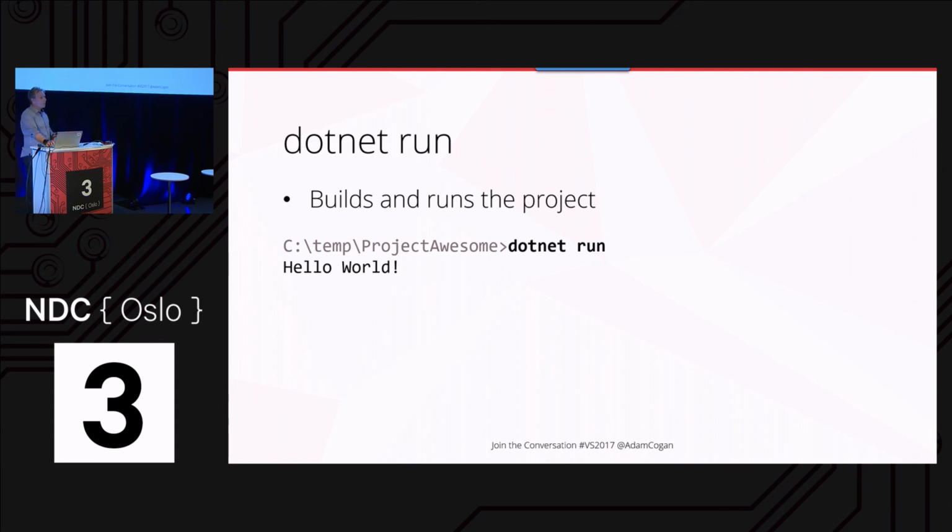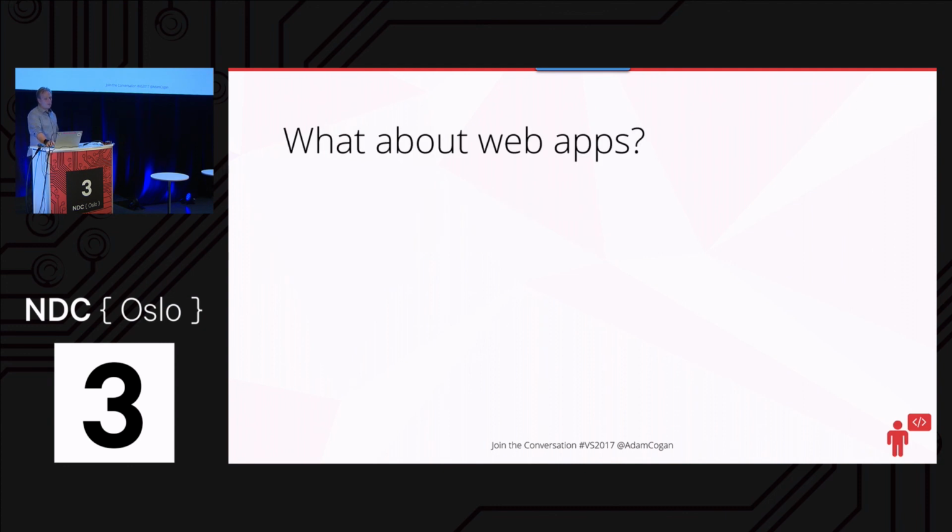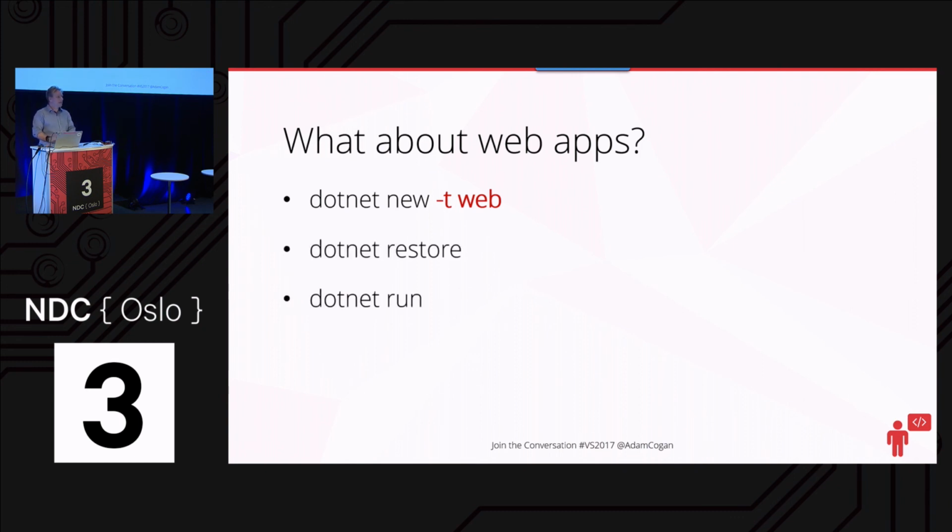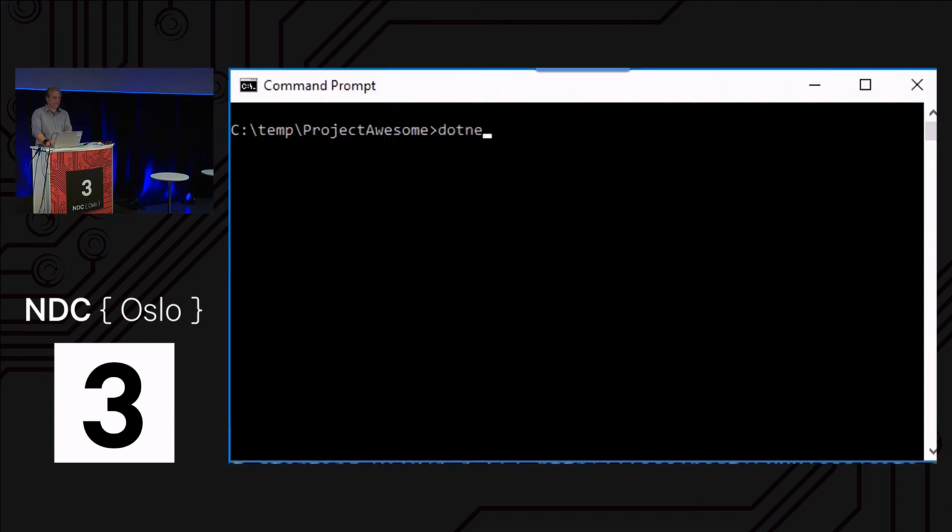Now, when you're doing it for a web project, let's talk about a web project. Okay, so we go .NET New -T, that's the template, web, .NET Restore, and .NET Run. Exactly the same, except which template you're choosing. Sound good so far? All right, so under the covers, the web server is not good old IIS. They've made one called Kestrel. Okay, so let's have a look here.